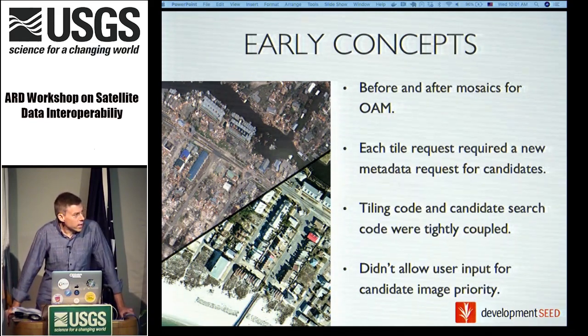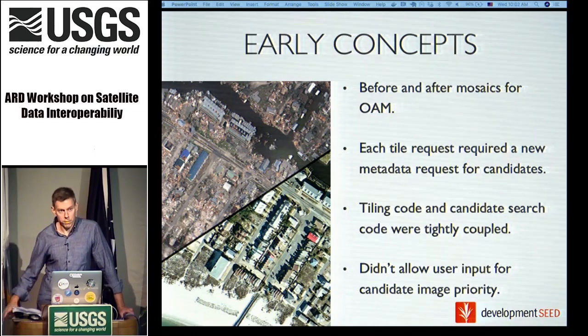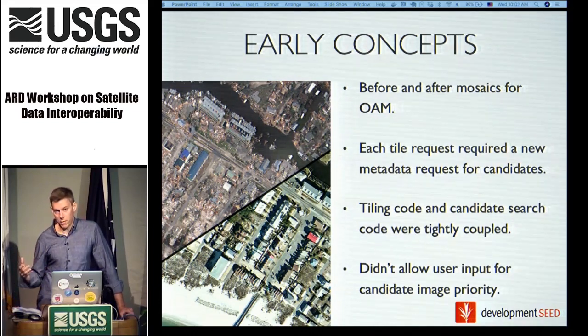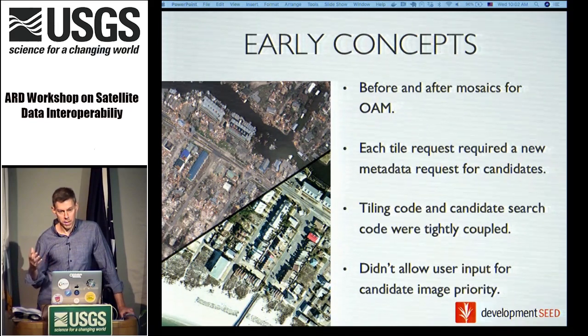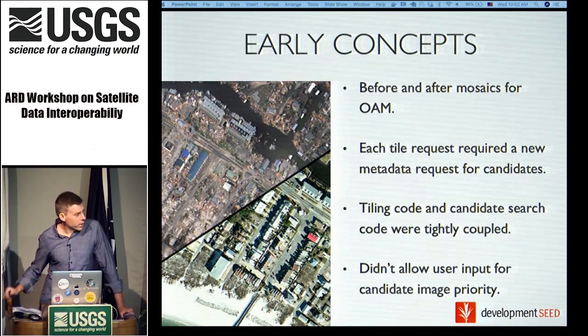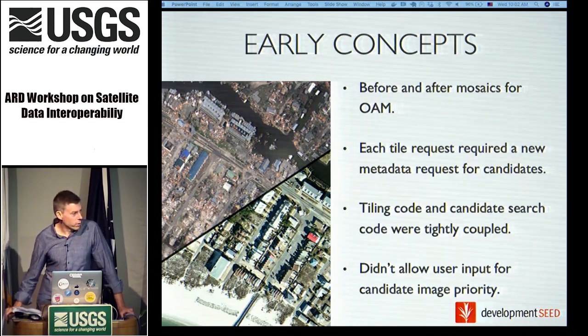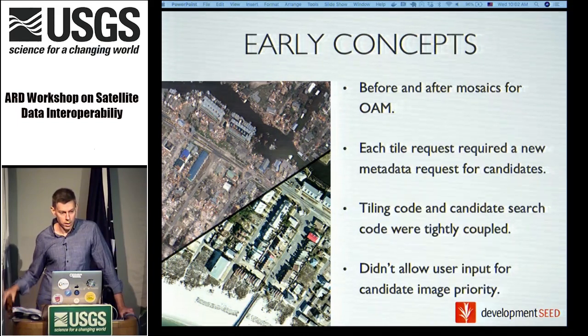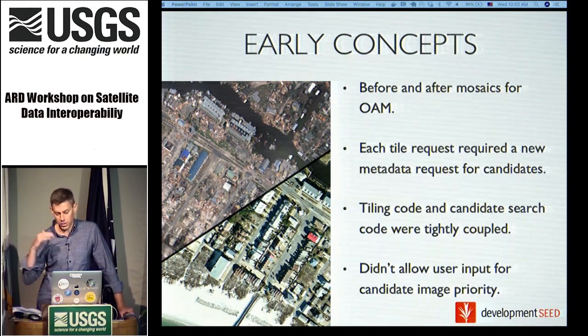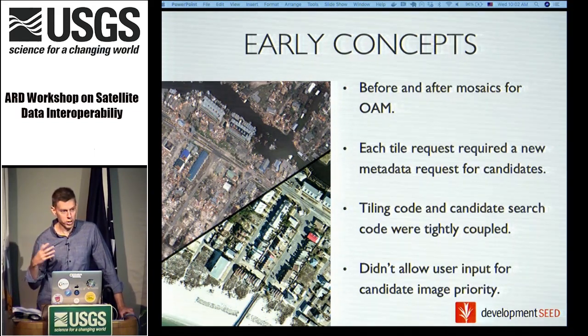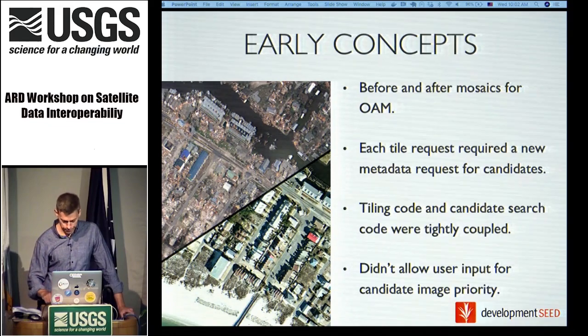Another big problem was that our tiling code and our candidate search code were really coupled, so we couldn't generalize this to use with other metadata providers. We were tied to the metadata model that we were using, and our code was really tightly coupled to that. It also didn't really allow user input for prioritizing images. Users could not go in and say, I want to change the criteria of my search so that I can put these images on top or these pixels on top. They were limited to the pre-generated search results that we returned.